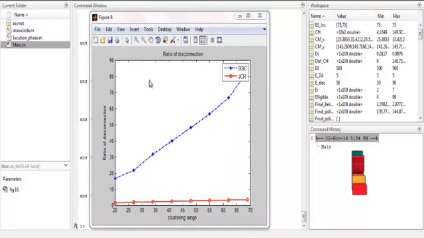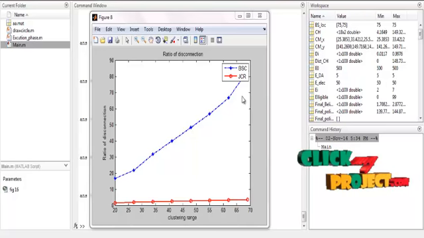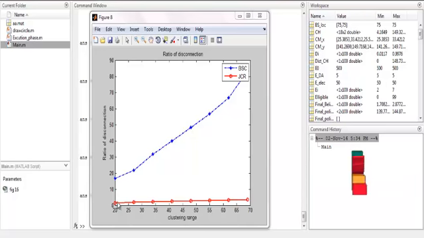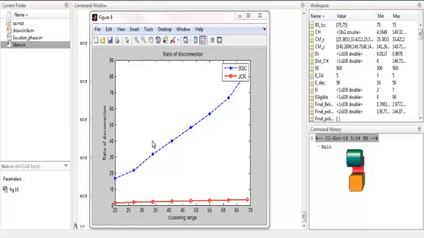This is the same graph for the ratio of disconnection. The ratio of disconnection is high for the back-off strategy clustering, and this is the JCR. The JCR is plotted against the clustering range, and this is the ratio of disconnection from 0 to 90. This is the ratio of disconnection of the product.